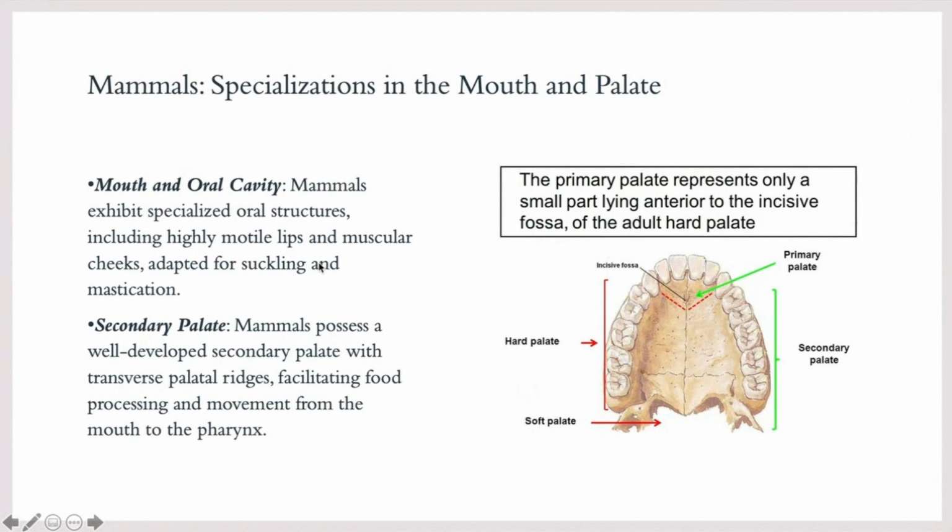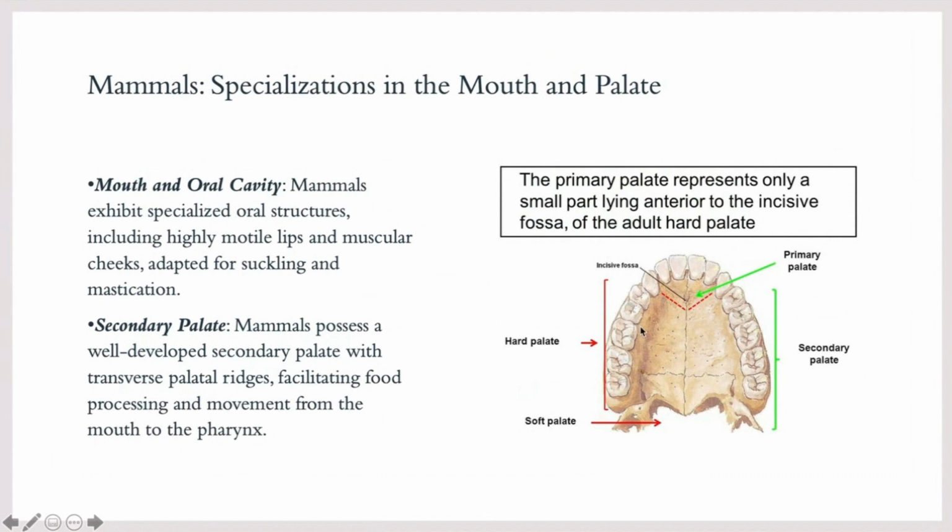So because we needed to receive these nutrients from our mothers, the cheeks became more muscular and the lips became more motile. They also became more motile and more muscular because of mastication. And mastication is that chewing, that mechanical breaking down of the food.